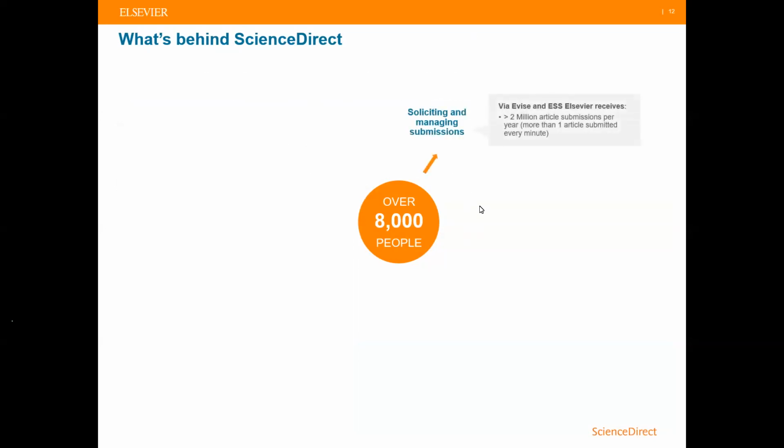So first and foremost, Elsevier has over 8,000 people, right? A very large number of people to manage the entire journal submission process. So we need to solicit and manage the journal submissions. Over 2 million article submissions are submitted to Elsevier every single year, right? And this is a very substantial number of submissions.